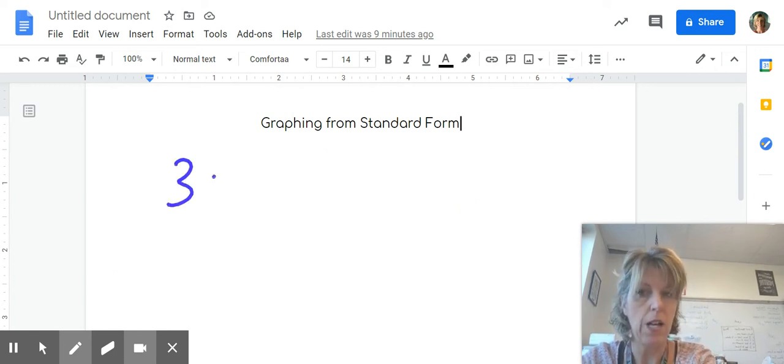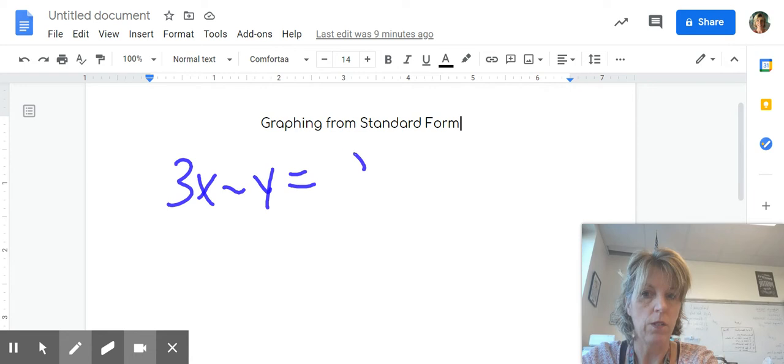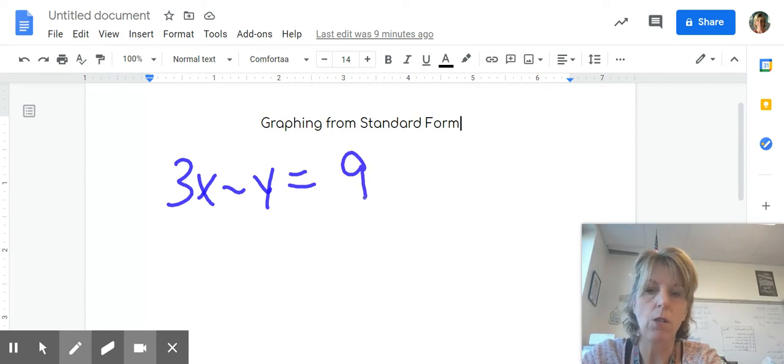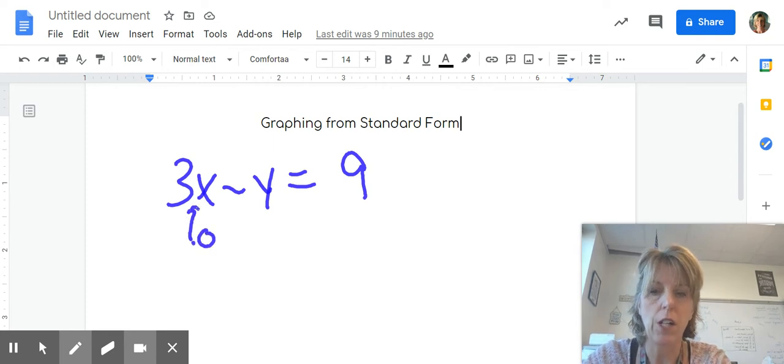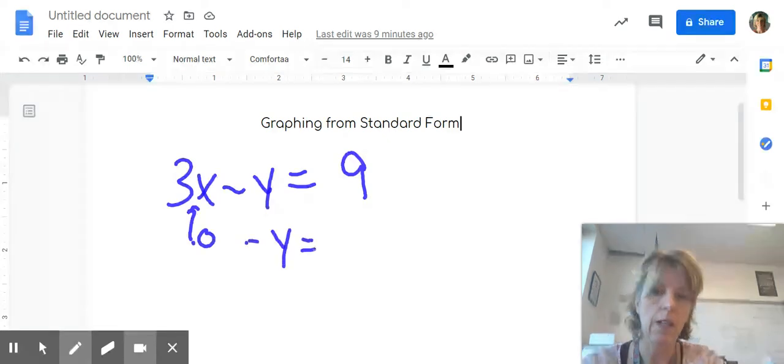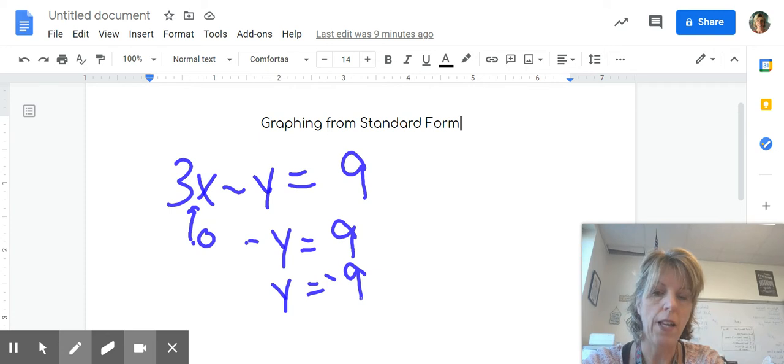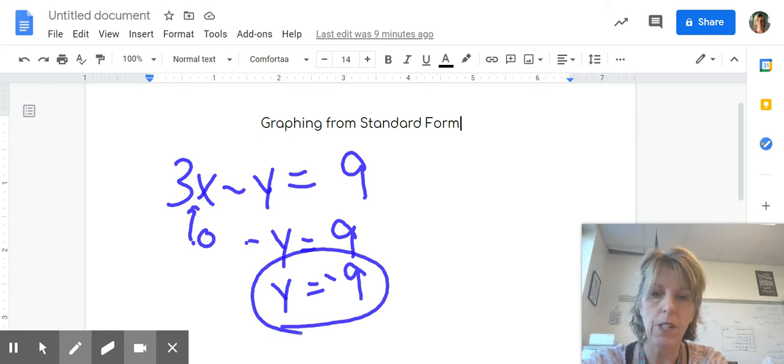What about if I have 3x minus y equals 9? 3x minus y equals 9. All right, well, if x is 0, if you put a 0 right here, put a 0 right there, just cover that up. Cover it up, you get negative y equals 9, which is y equals negative 9. So my y-intercept will be negative 9. Do the same thing for y being 0.